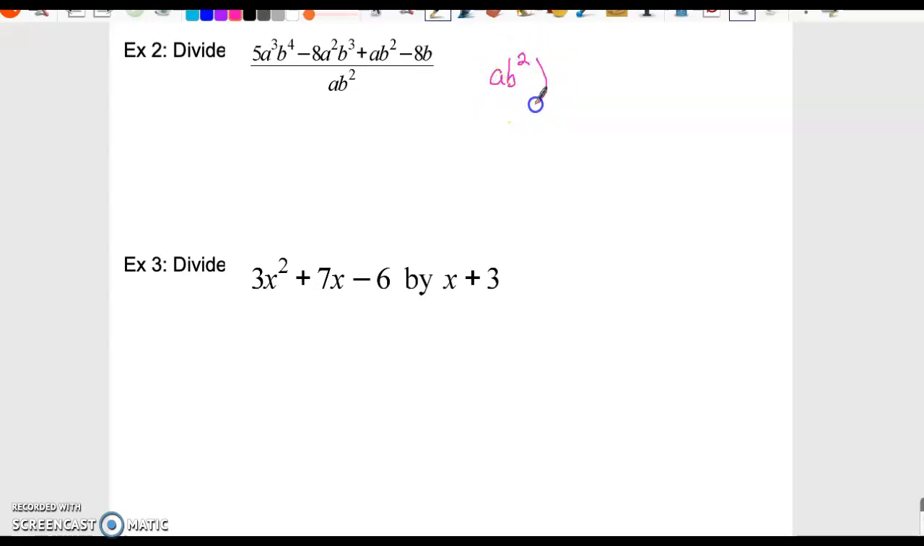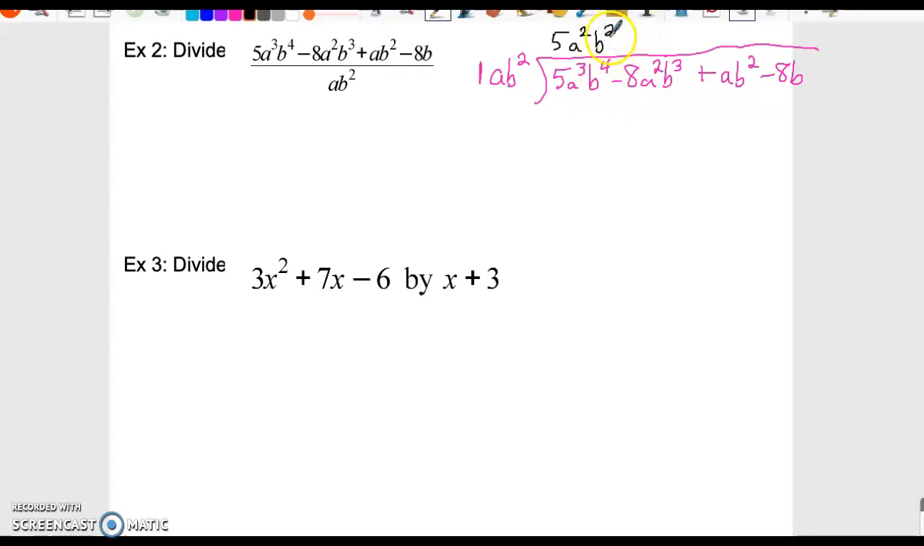Dividing by ab squared. Now there is a 1 right here, by the way. We have 5a cubed b to the 4th minus 8a squared b cubed plus ab squared minus 8b. I should have given myself a little bit more room because I think I'm going to run out of space. But anyway, what times 1 will give me 5? It would be 5. And what times a would give me a cubed? It would be a squared. And what times b squared gives me b to the 4th? That would be b squared.